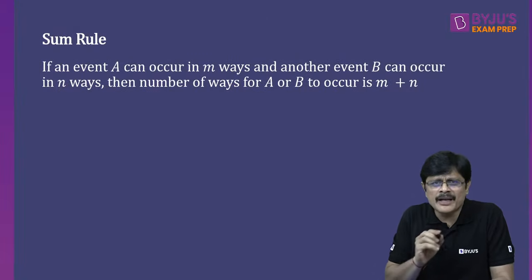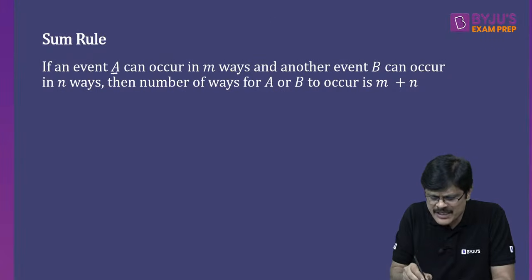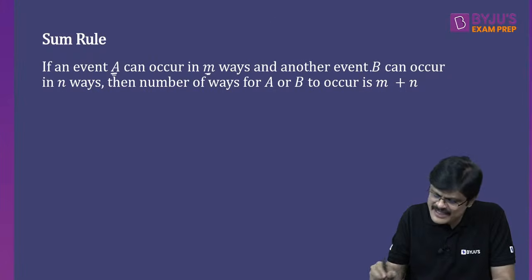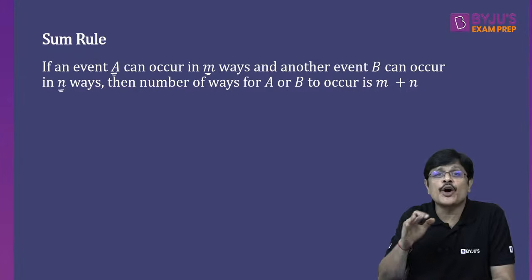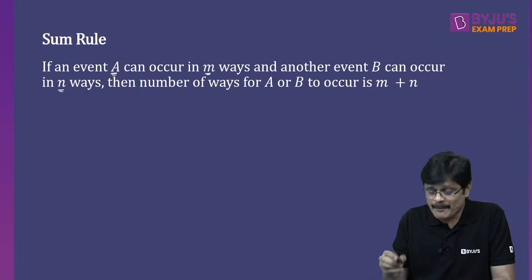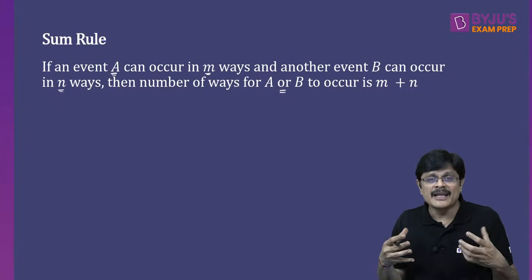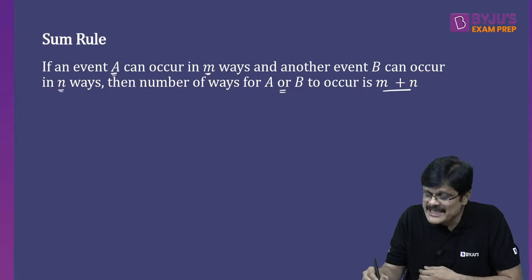Now this is the detailed form of the sum rule or addition principle. Suppose there is an event which can occur in m ways, and another event which can occur in n ways. The question is the number of ways either A or B can happen. Here both are happening at a time. There may be some commonality. The number of ways A or B can happen is m plus n.